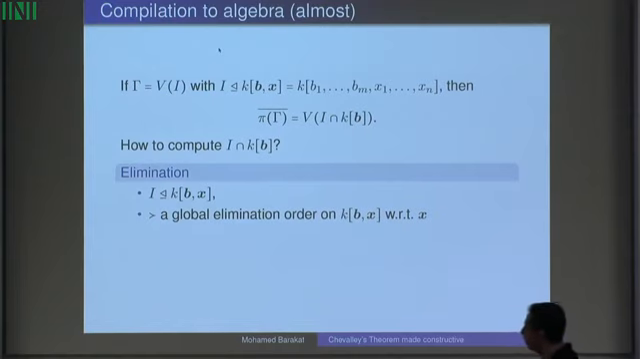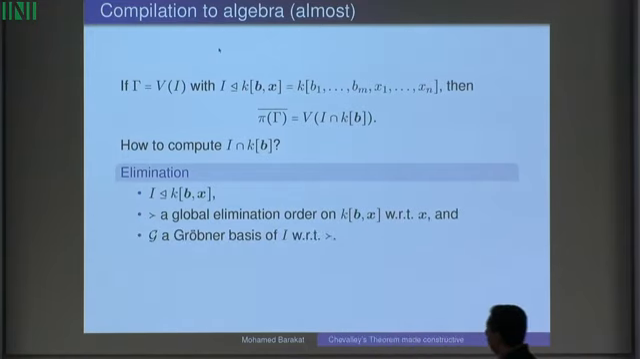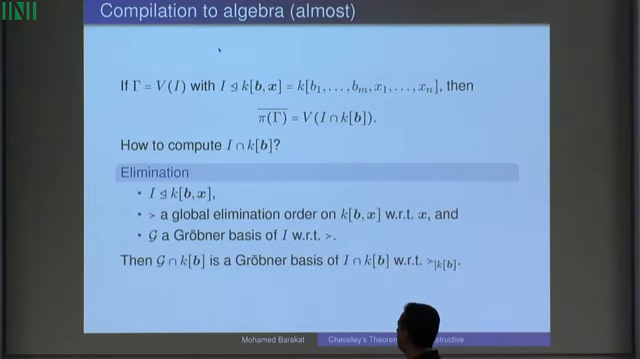You take a global elimination order, which eliminates x. For this, you can take a block elimination order or a product order. And compute the Gröbner basis of I with respect to this elimination order. Now G is finite. And now you intersect this finite set with the subring.